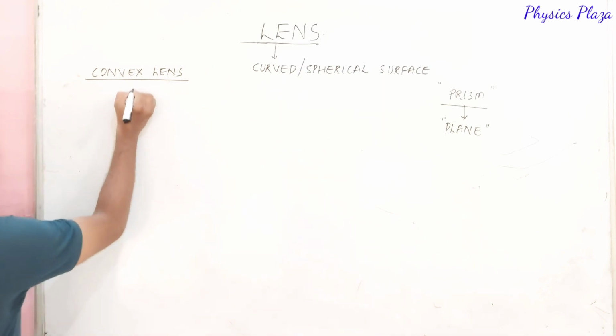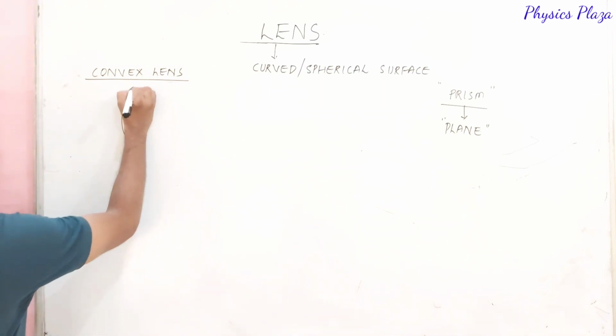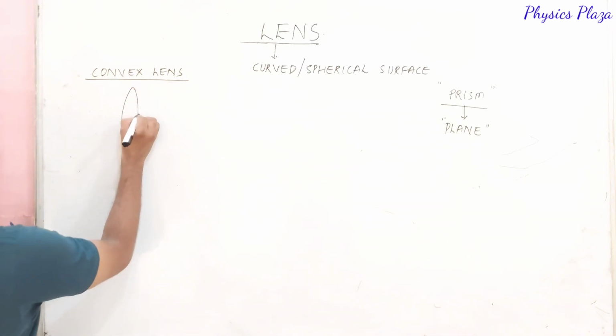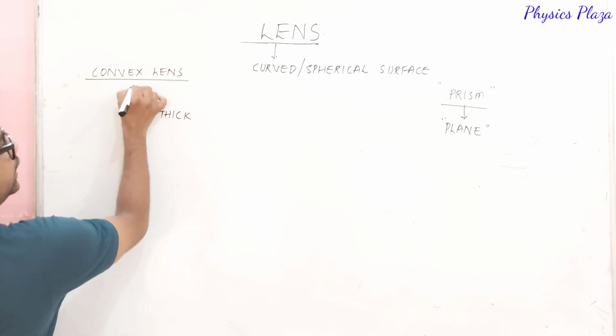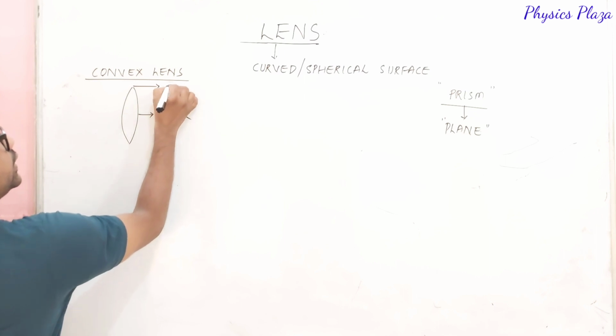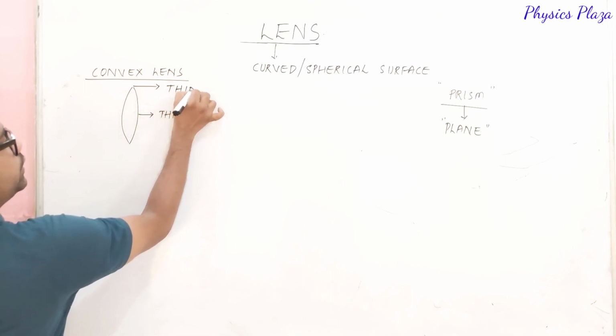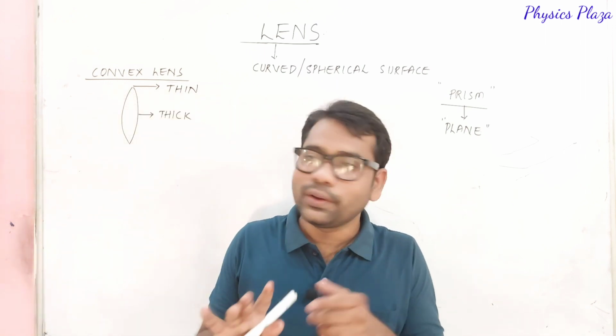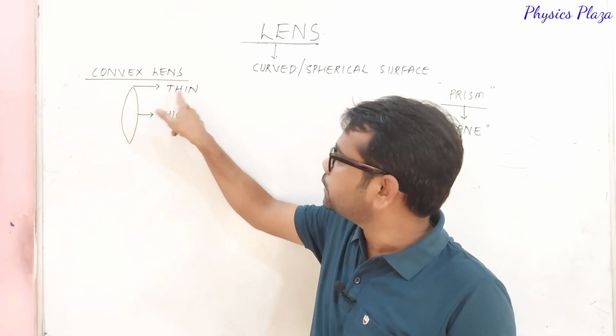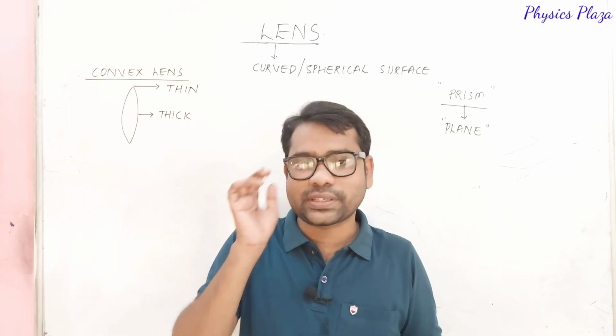So children, look at here. The convex lens appearance will be like this. In the middle it is thick, very important, and at the periphery, at the edges, it is thin. Children, it's very important. So for a convex lens, its middle part is thicker, whereas at the edges it is thinner. This is what actually a convex lens is.